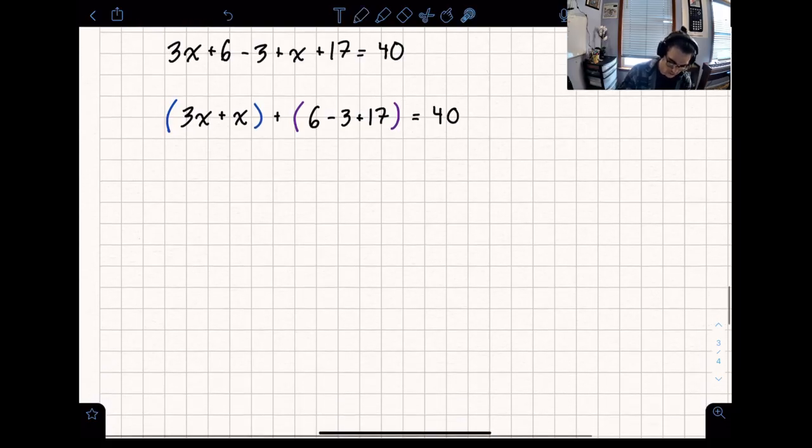Okay, so let's focus over here. Let's combine these x's. 3x plus 1x gives us now 4x's. And now we can start combining our constants over here. 6 minus 3 gives us a positive 3. Positive 3 plus 17 equals positive 20. So now we have 4x plus 20 equals 40. Something much cleaner, much easier to manage.